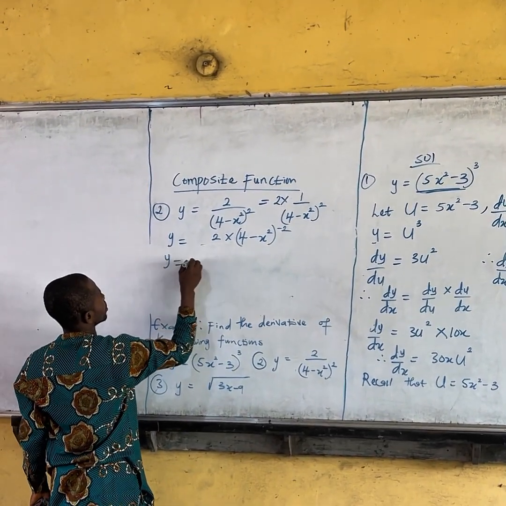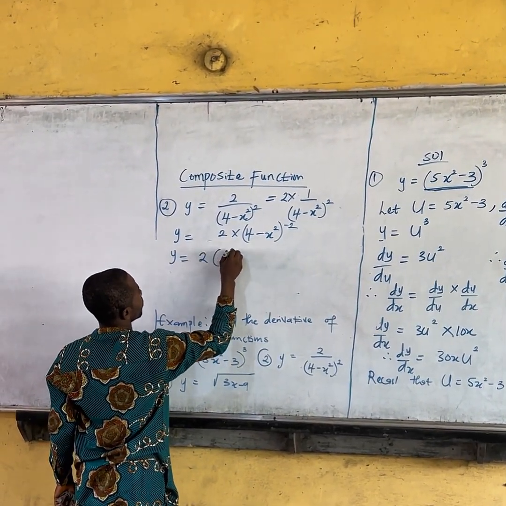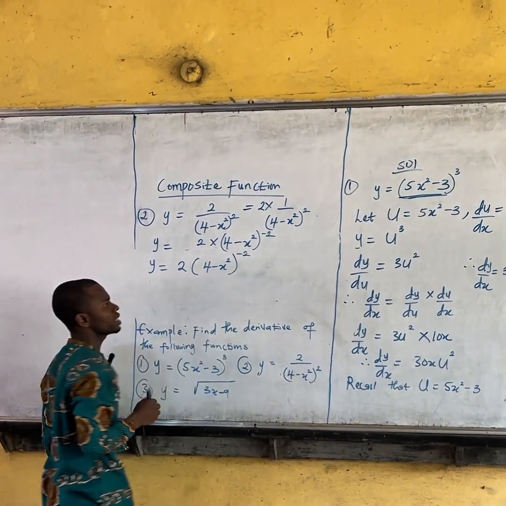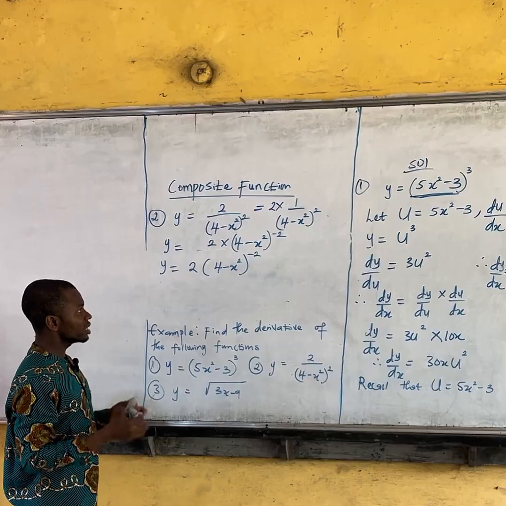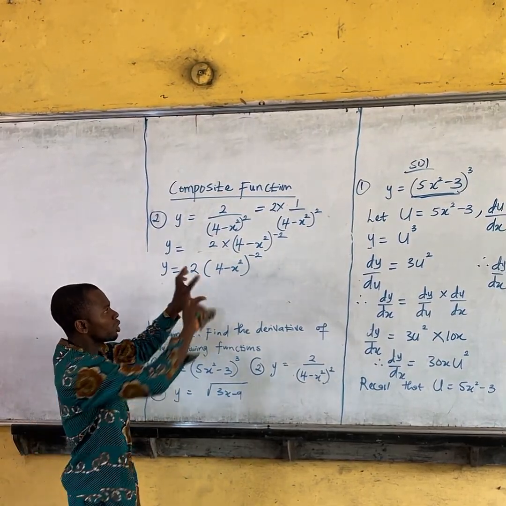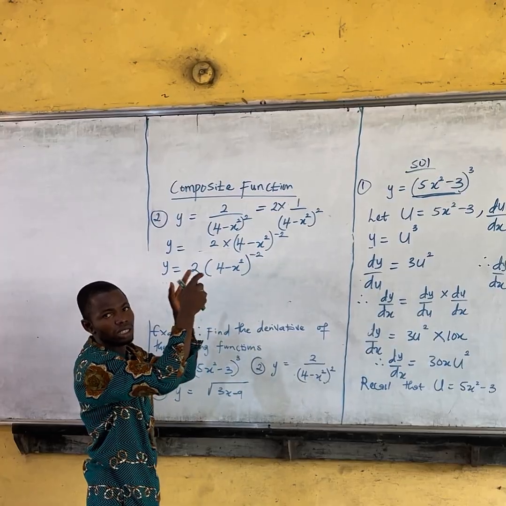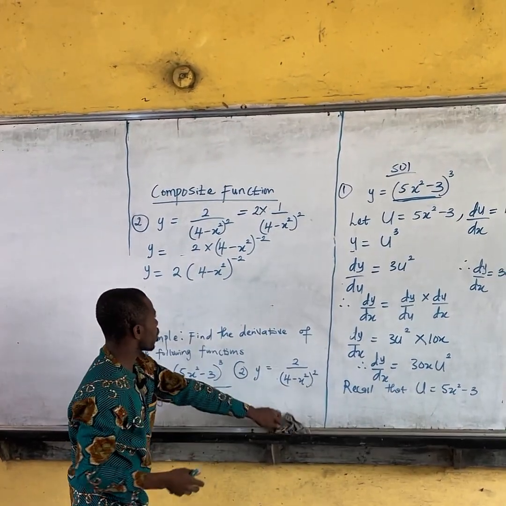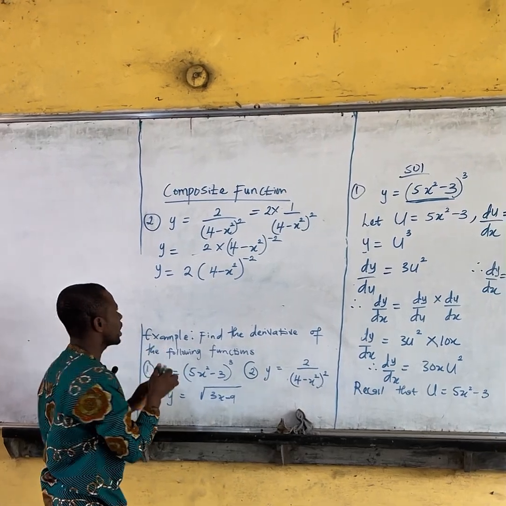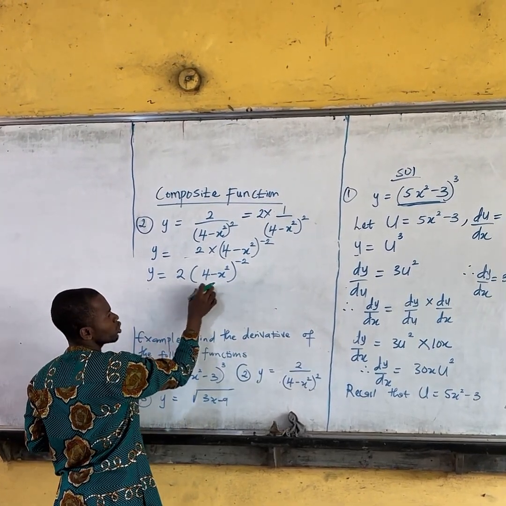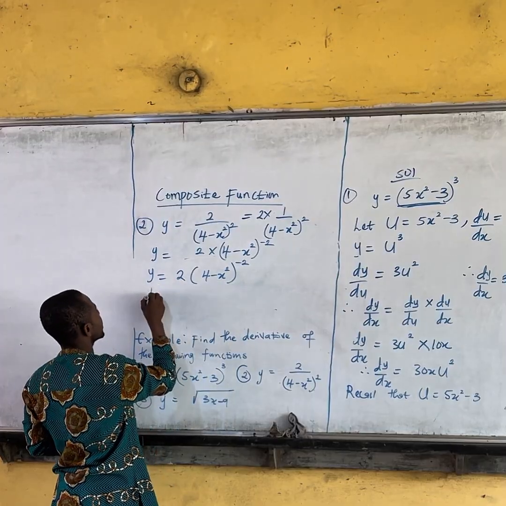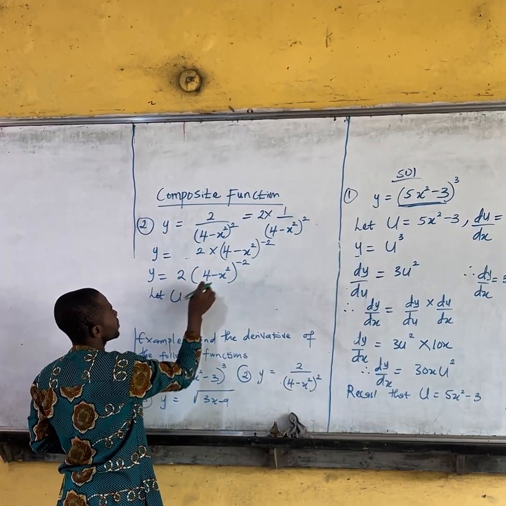My y will now be 2 bracket 4 minus x squared raised to the power of minus 2. Now it is composite. Although naturally it's still composite from here, here also is still composite because it has been enclosed. It is a compound function. So from here, the same approach: we want to use the chain rule because it is a function of a function, a composite function. Let u represent the content.